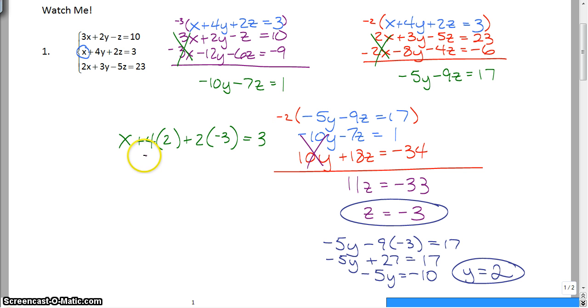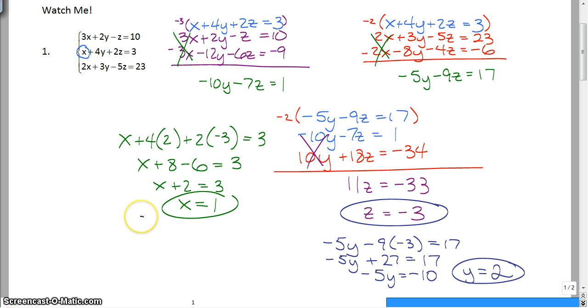So then we're just going to solve for x. We have x plus 8 minus 6 equals 3. That's x plus 2 equals 3, so x equals 1. And you are just about done.